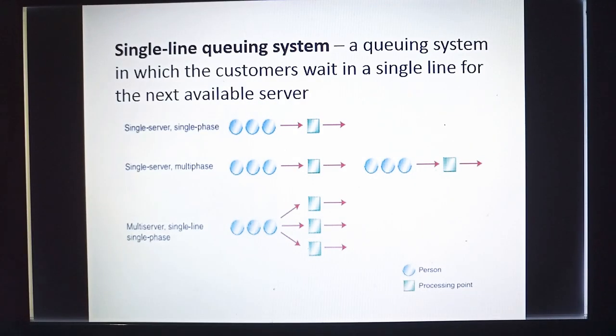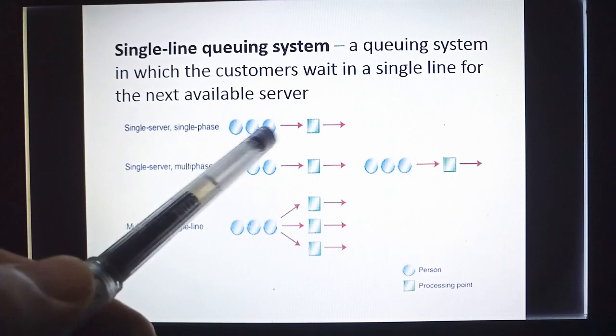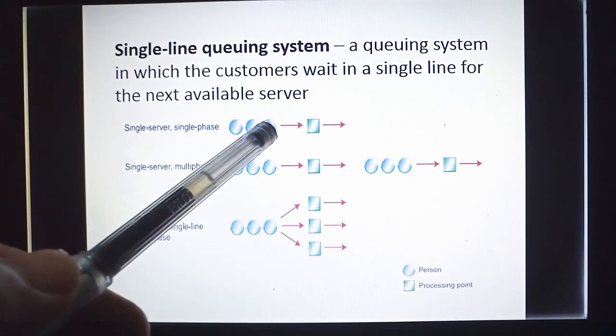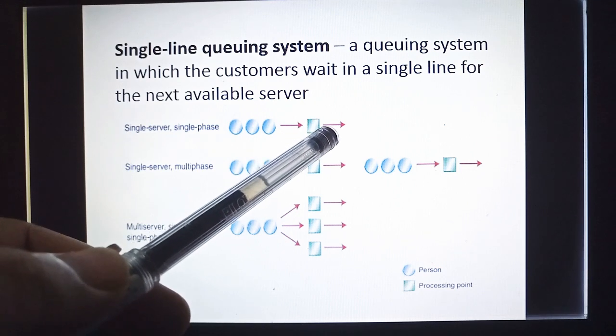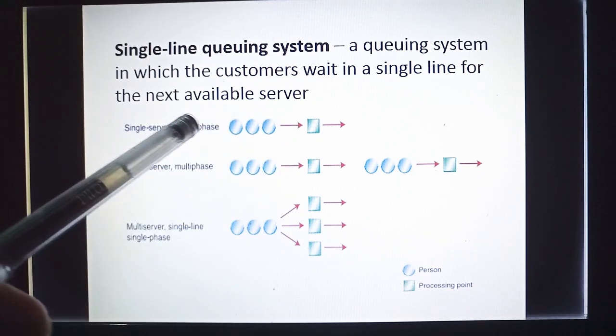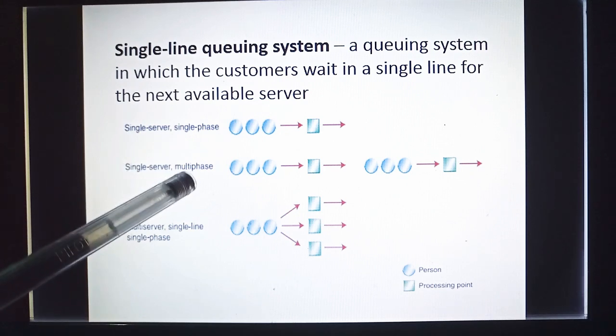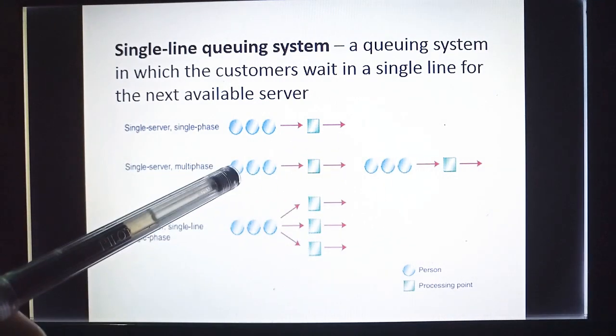Now we have a single line queuing system, a queuing system in which the customers wait in a single line for the next available server. So we have an example, a single server, single phase. These are the persons in the queue, and then we have a server, so we call it a single server. Then we have single server, multi-phase.